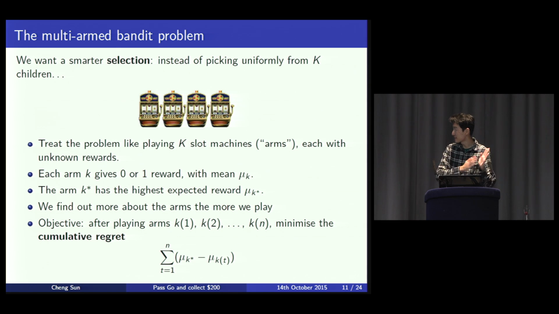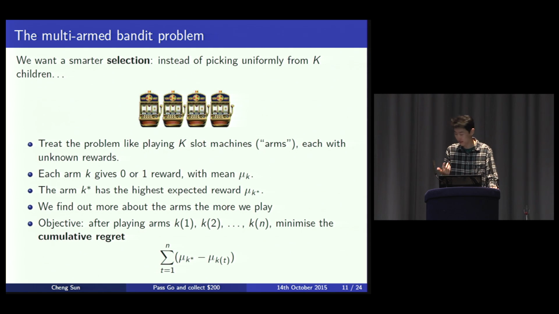So this is the multi-armed bandit problem. We have K slot machines, or K arms, as I'll call them. And at the beginning, we don't know anything about them, except that they will give us either no reward or exactly 1 reward. And the mean reward, we write the mean reward of an arm k as mu of k. There exists some arm k star, which has the highest expected reward, mu of k star. But we don't know which one it is. So we have to find out as we play.